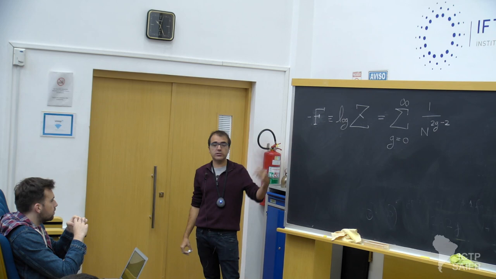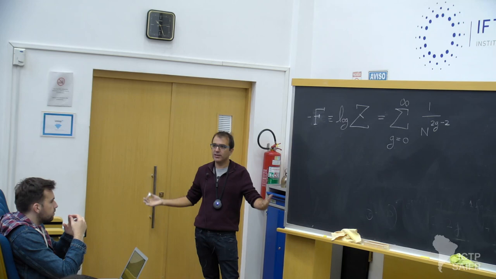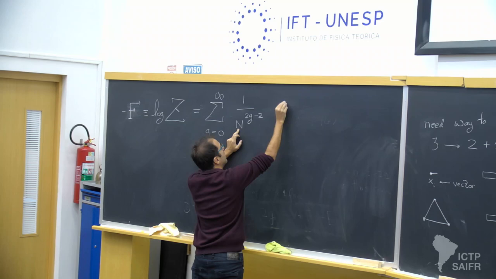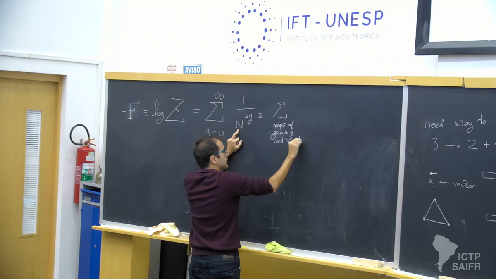So if n is big, you can keep the planar graphs. Maybe the planar and the non-planar, right, if n is 100. You don't care about the genus 2, genus 3, genus 4. They are really subleading here. And then for each fixed genus, I sum over all graphs. Then I have a sum over all maps of genus G and V vertices weighted by this lambda to the V.